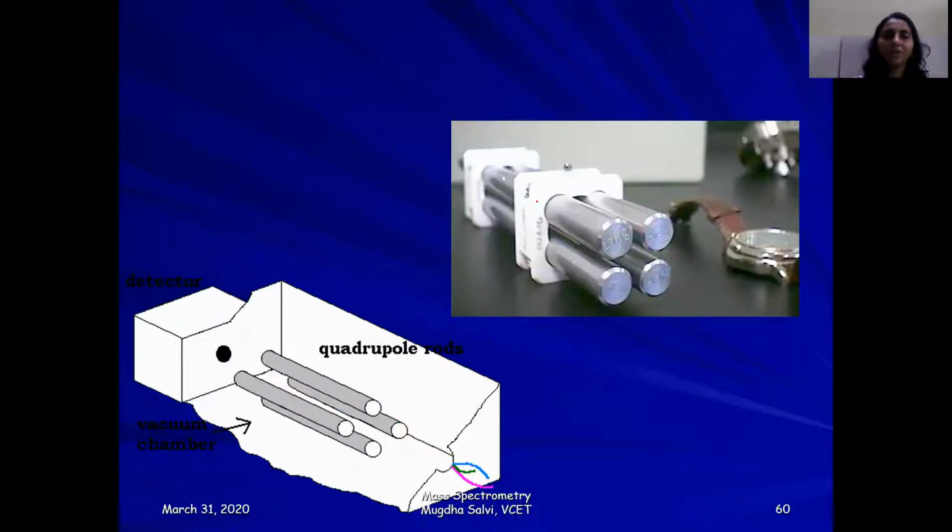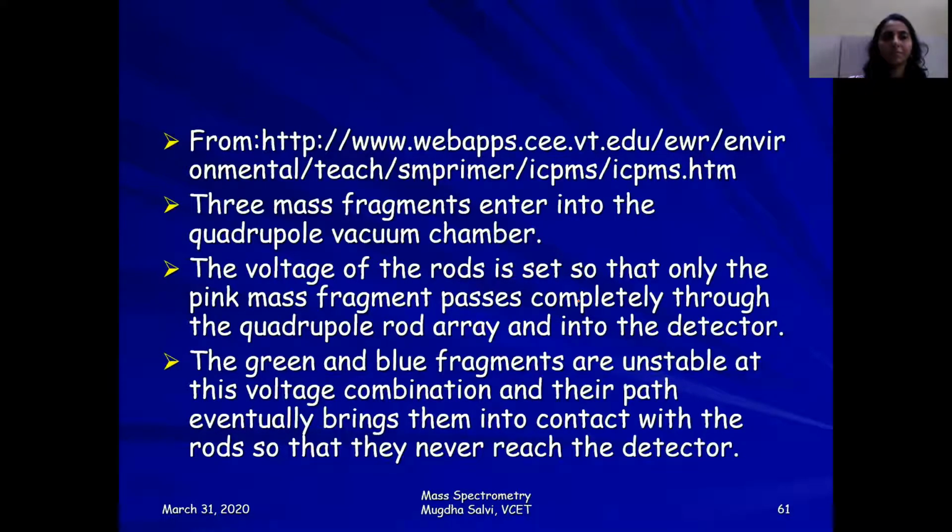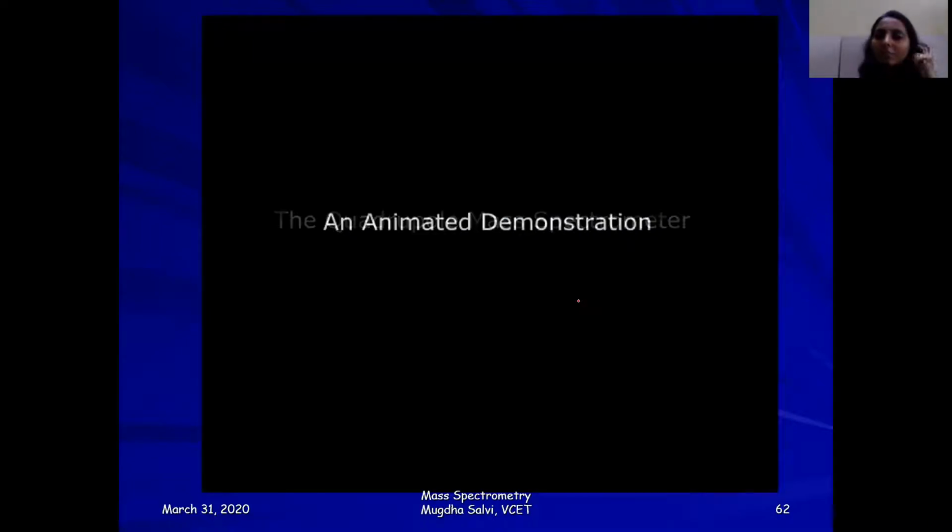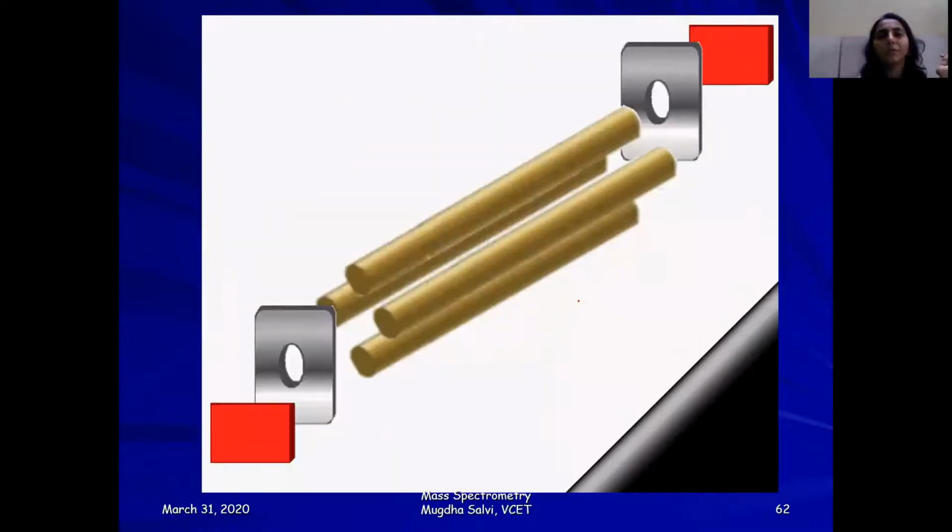Here you can watch a small animation of the quadrupole type of mass analyzer. Here you can see the 4 rods in actual quadrupole mass spectrometer. This is the explanation for the animation that you just saw. This is a small video, an animated demonstration of the quadrupole type of mass spectrometer.